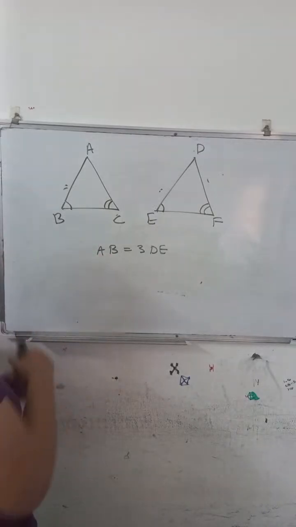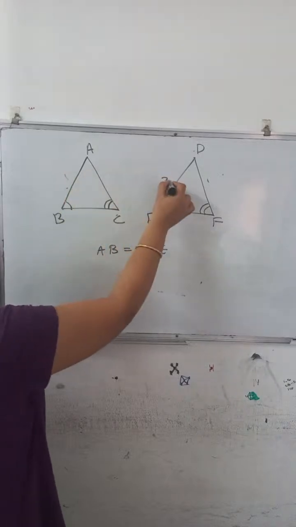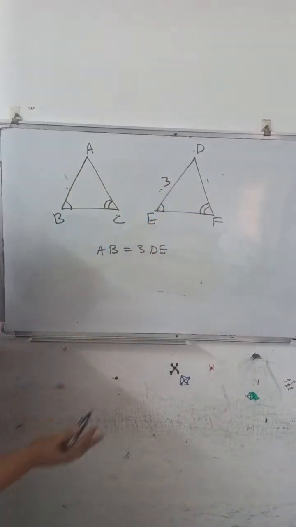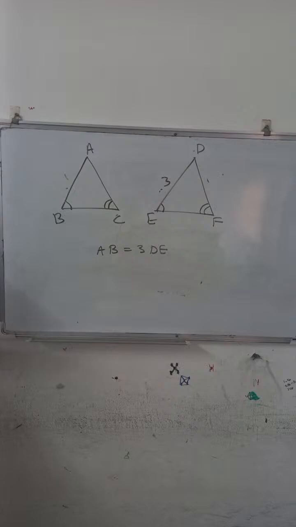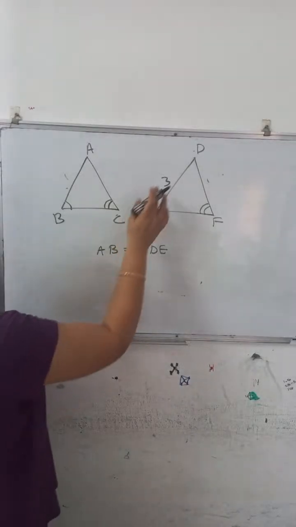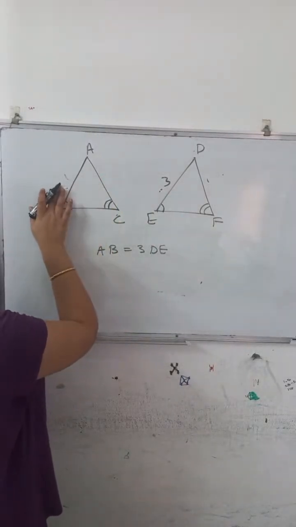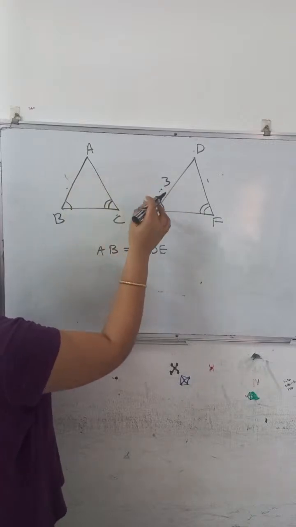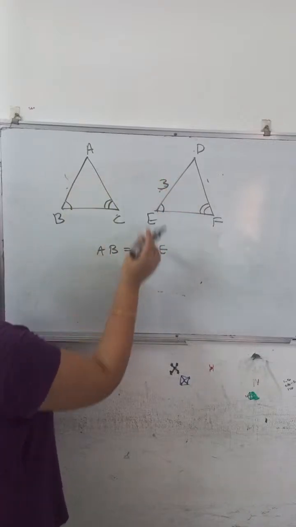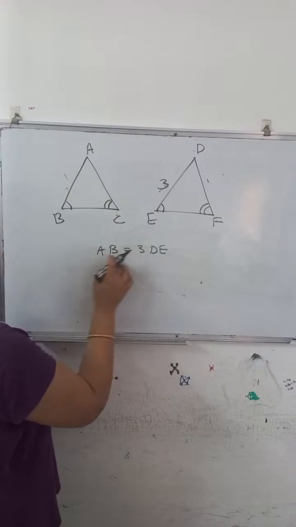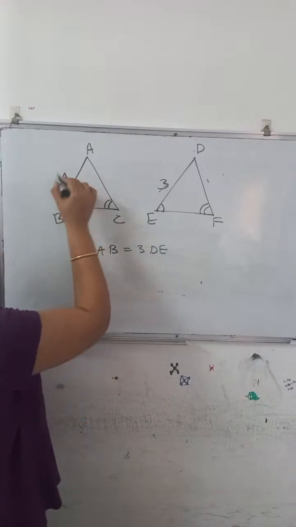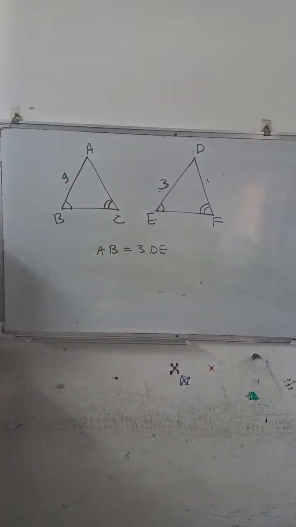Suppose DE is 1, then AB will become how much? 3, because thrice of DE. So AB is a thrice of DE. If DE is 3, then 3 into 3, that is AB, is nothing but 9. So this is the relation they gave. You can take any value and find it out, you will get the answer.